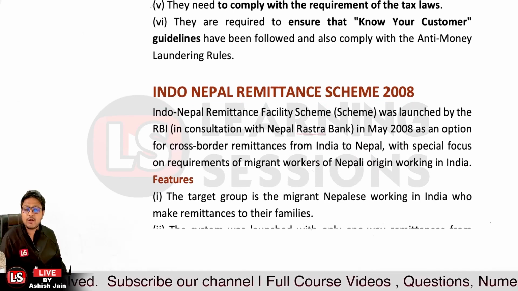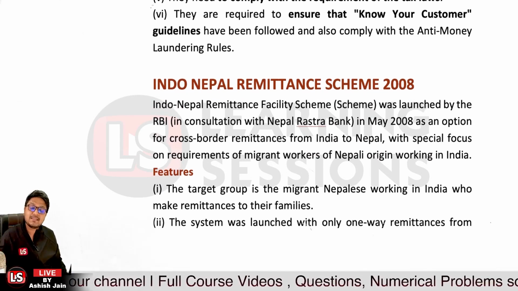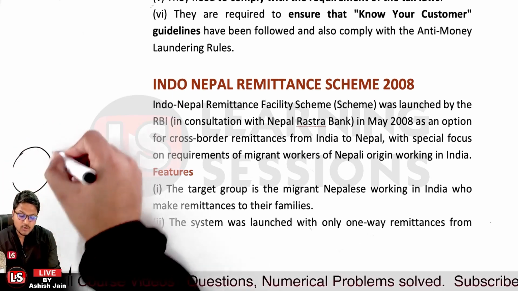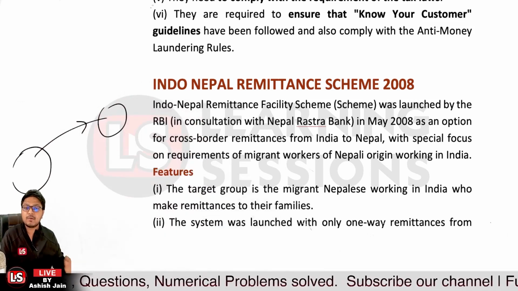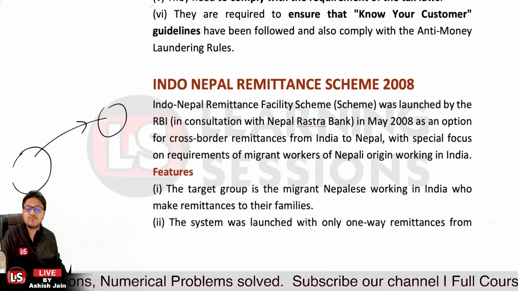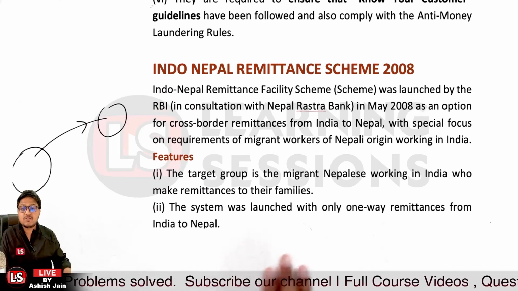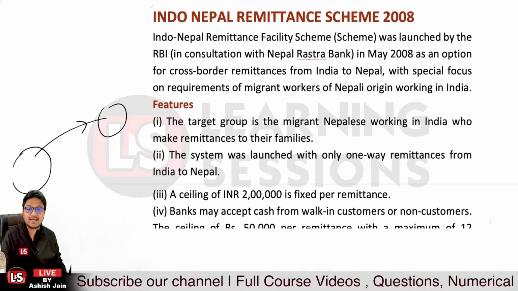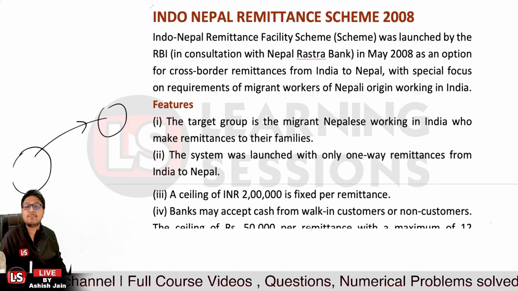Now, what are the features? The target group is migrant Nepalis working in India who make remittances to their families. Nepali persons working in India want to remit money to their families in Nepal. For that particular purpose, the Indo-Nepal remittance scheme was launched in 2008. The system was launched with only one-way remittances from India to Nepal, as I have earlier told you, and a ceiling of rupees 2 lakh is fixed per remittance.